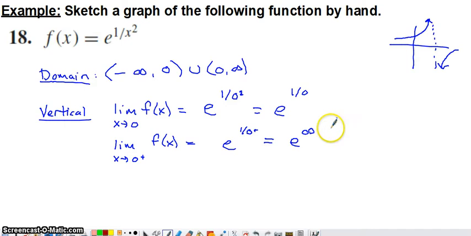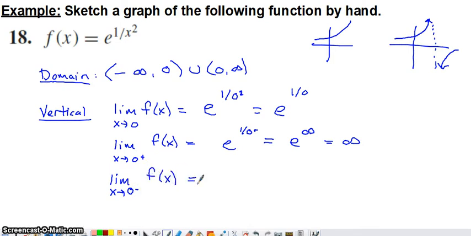And if you think about the graph of e to the x, the graph of e to the x looks like this. E to the infinity, when x is way over here, your y value is way up here. So e to the infinity is infinity. This tells us we do have a vertical asymptote at x equals 0. We'll see if this vertical asymptote is a symmetric one. You know, this one we have positive infinity on one side and negative infinity on the other. We'll see what's going on both sides of 0 with this function.